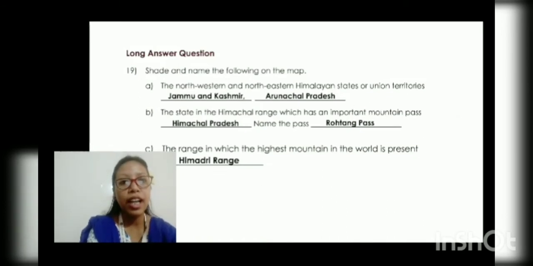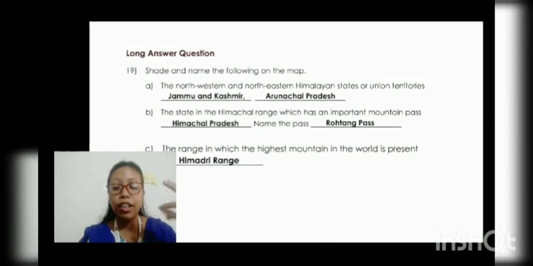The northwestern and northeastern Himalayan states or union territories. In the northwestern part, the Himalayas start from Jammu and Kashmir and go till the northeast, that is Arunachal Pradesh. These are the Himalayan states. Then B: the state in the Himachal range which has an important mountain pass. That is Himachal Pradesh, and the pass is the Rohtang Pass, which we have already discussed. Then the range in which the highest mountain in the world is present is the Himadri range.